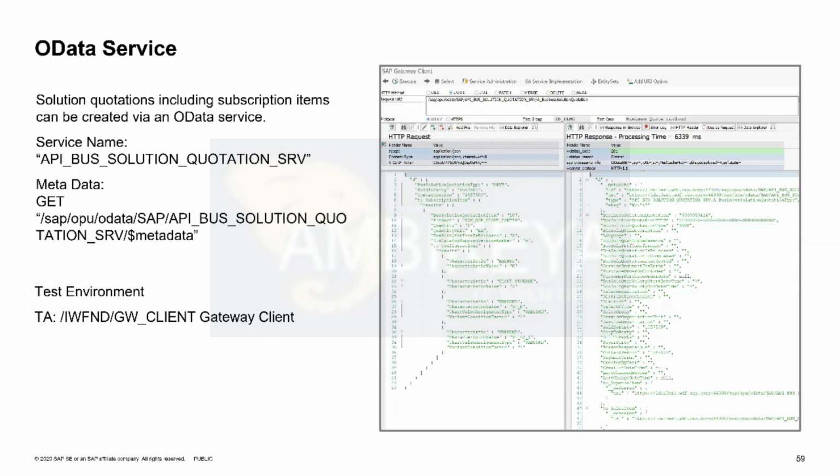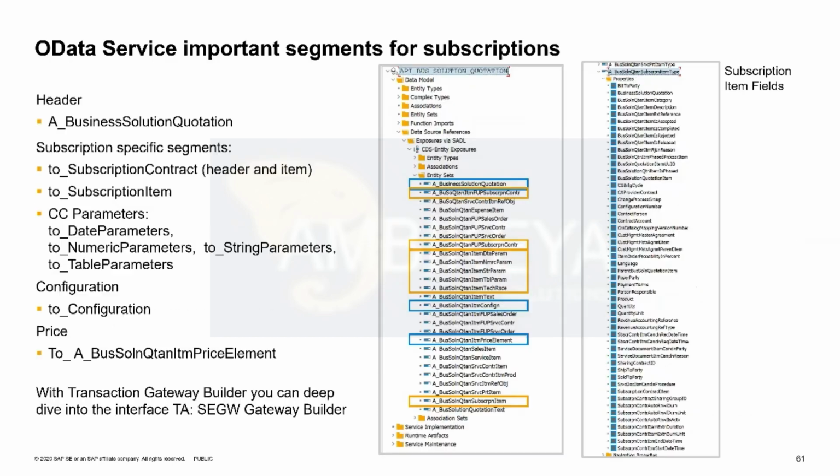What did we do with this release is we added some new segments. So we added the yellow marked ones where we offer now also the CC parameters, and we offer the configuration data.